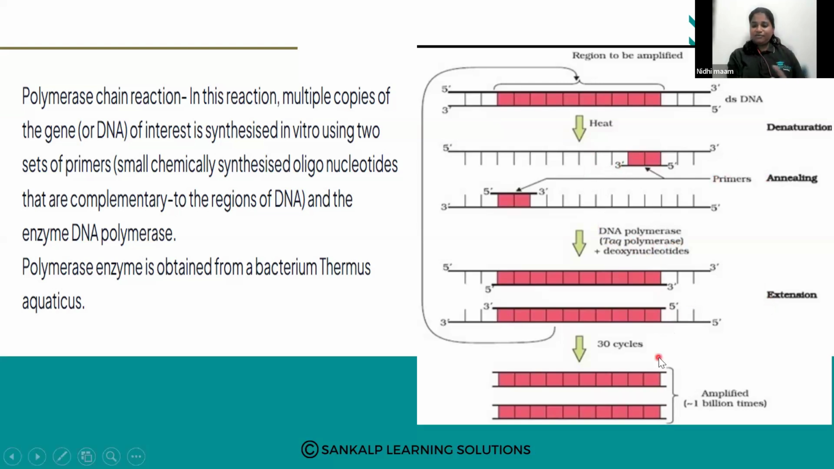30 cycles will be done, and from 1 copy you get 2 copies, right? So 30 cycles, and it gets amplified about 1 billion times. So this is how the schematic diagram has to be done.